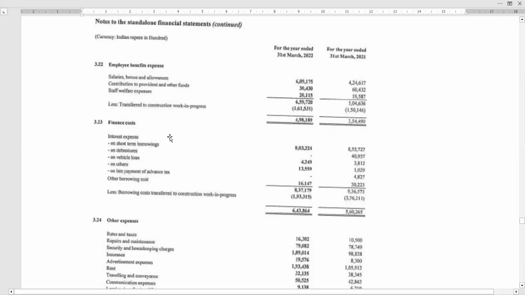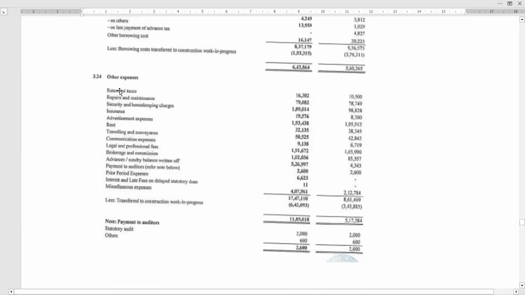Okay, same way finance cost. I have told you that you have to draw the cash flow. You have to identify where such money is being used, whether it is used in the product or whether it is used in the indirect expense, that is overheads. So they have identified out of 8 lakh 37 total borrowing cost, 1 lakh 93 is transferred to work in progress. Balance they have debited to P&L.